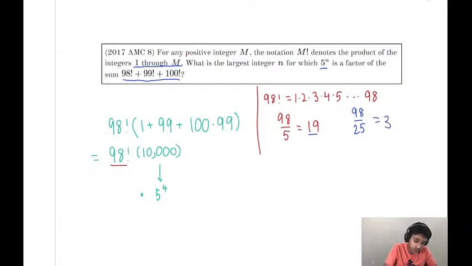And now we can see that there are a total of 22 factors of 5 in 98 factorial. So this is just 5 to the 22 times 5 to the 4, which is 5 to the 26. So the largest power, the largest n, is just going to be 26.